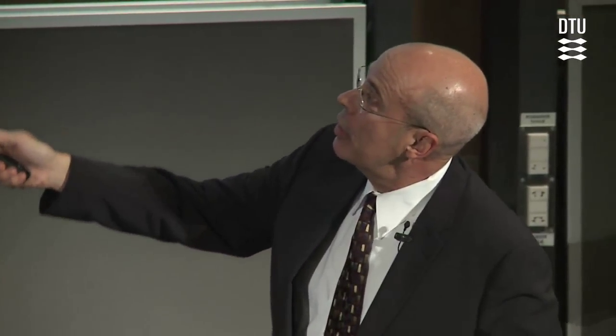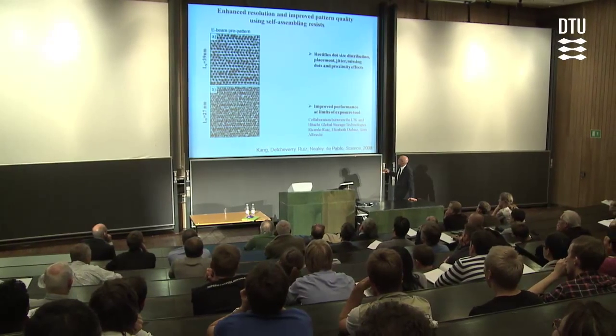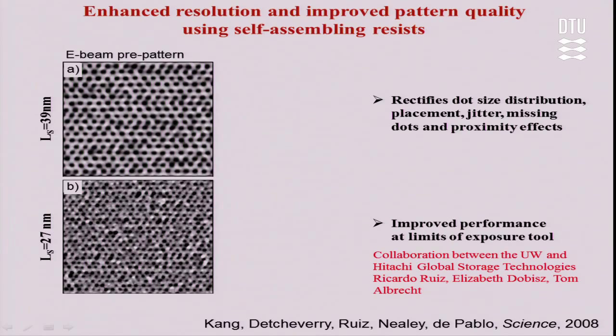These are the patterns created by E-beam on a silicon wafer. This is done using the best instruments at Hitachi in Japan. And you see that when you go to 27 nanometers, even if you're extremely careful, the patterns that you create on the surface are very, very bad. They're dirty, they're full of mistakes. You could not use this to store data.